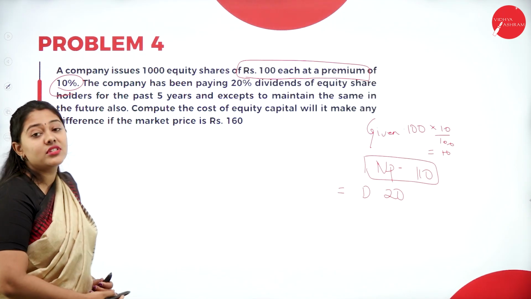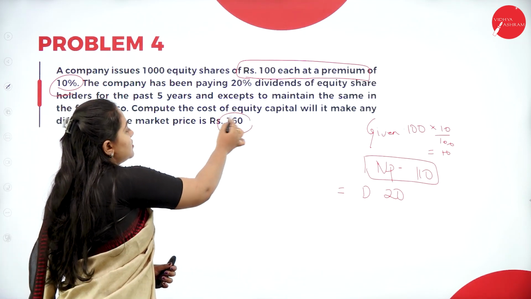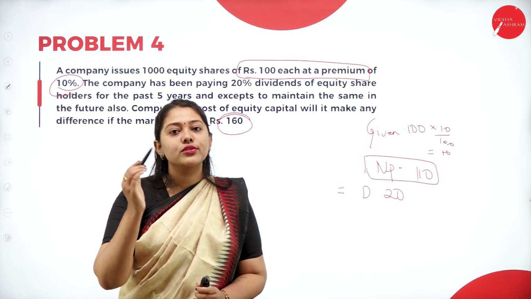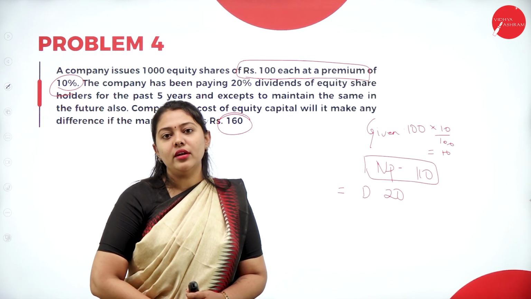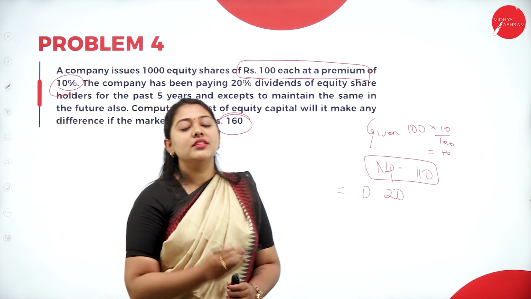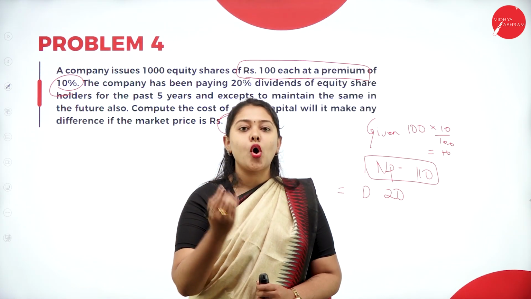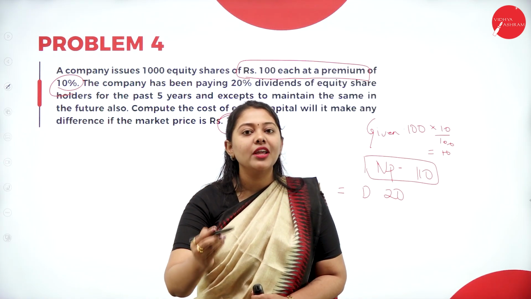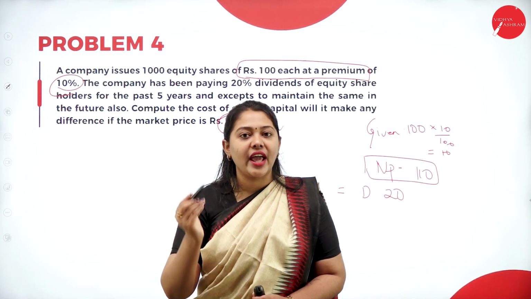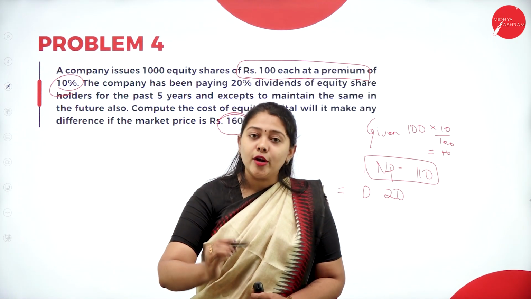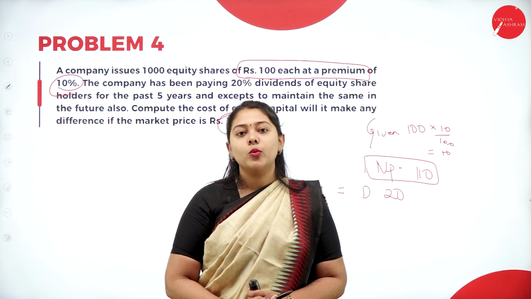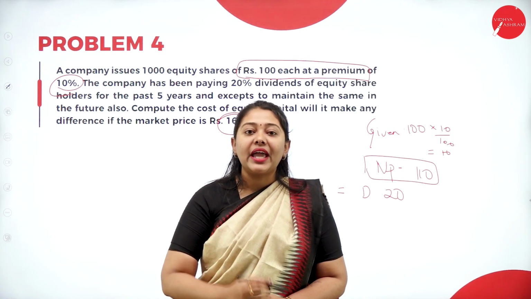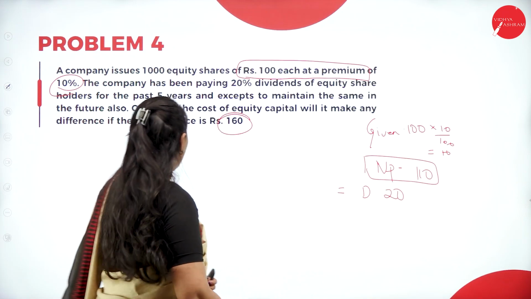Will it make any difference if the market price is rupees 160? So now the issuing value is 100 rupees, but we should also solve the problem based on the market price as well. Here in this case, my dear students, you have to solve first based on the issuing price, that is your 100 rupees issued at a premium of 10%, so 110 rupees will be the issue price, and also compute the cost of equity to check whether the market price or the issuing price will make any difference. So let us look into the problem.